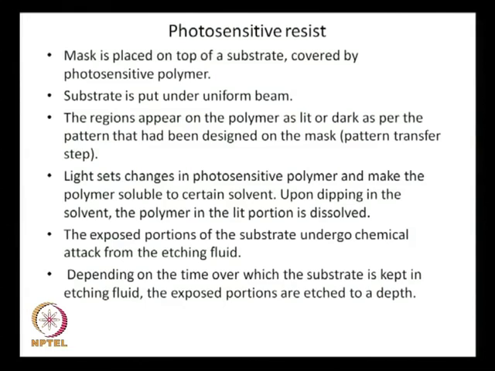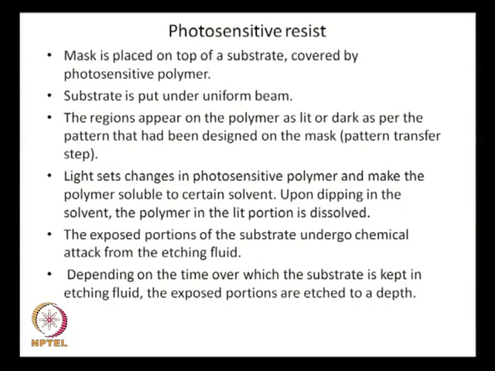So, regions appear on the polymer as lit or dark as per the pattern that had been designed on the mask. You must understand that the pattern is not transparent. You are making the pattern with dark ink, taking a printout. The pattern is not allowing light to pass through it. Anything other than the pattern allows light to pass through it. That is how the pattern is created and transferred to the substrate.